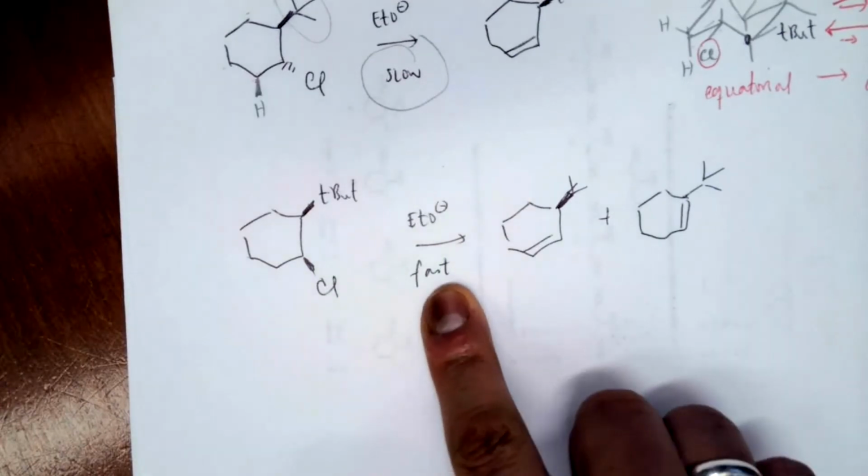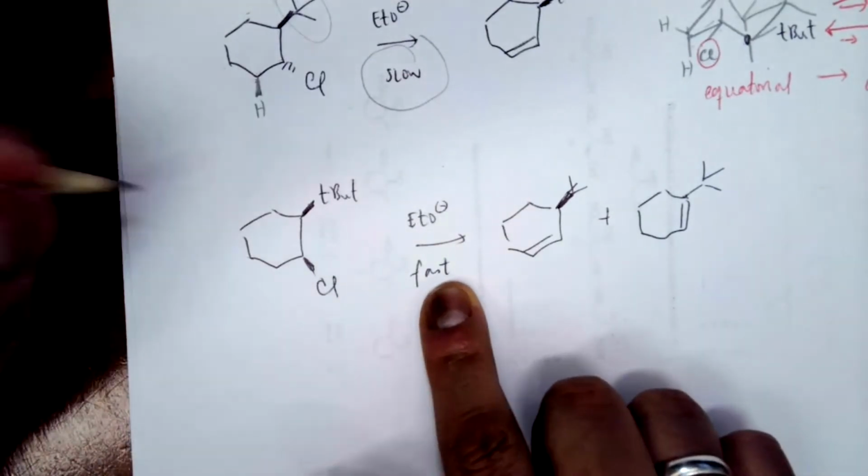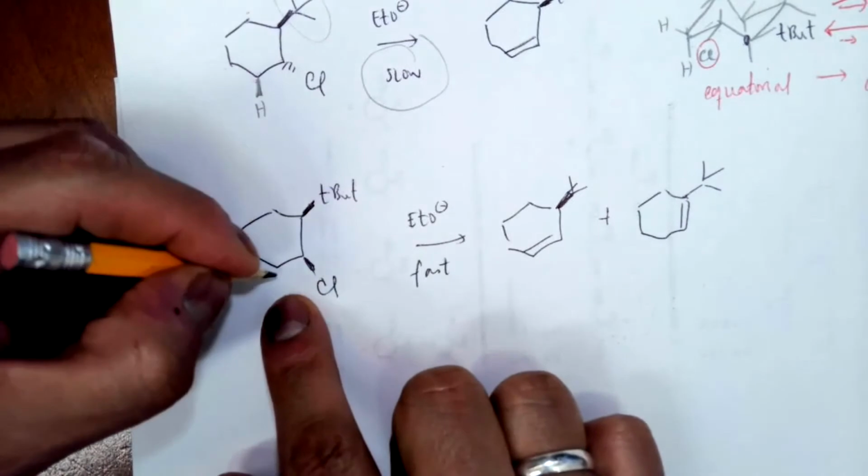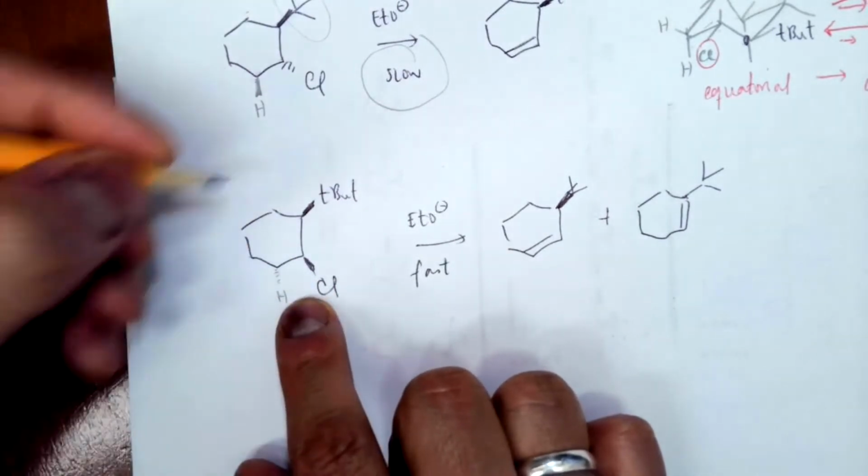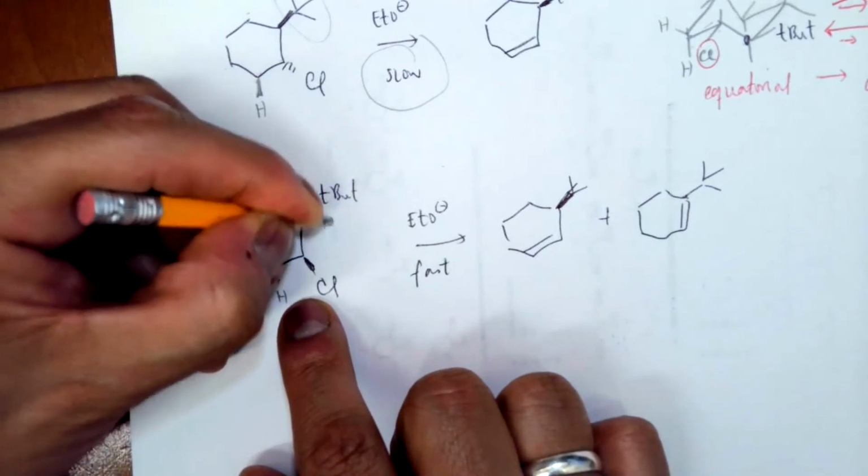It says that the reaction is very fast. Okay, so which one are my alpha hydrogens? Sorry, beta hydrogens. So here I have a beta hydrogen that works. Yes, it's trans with respect to the chlorine. And here also another one that works.